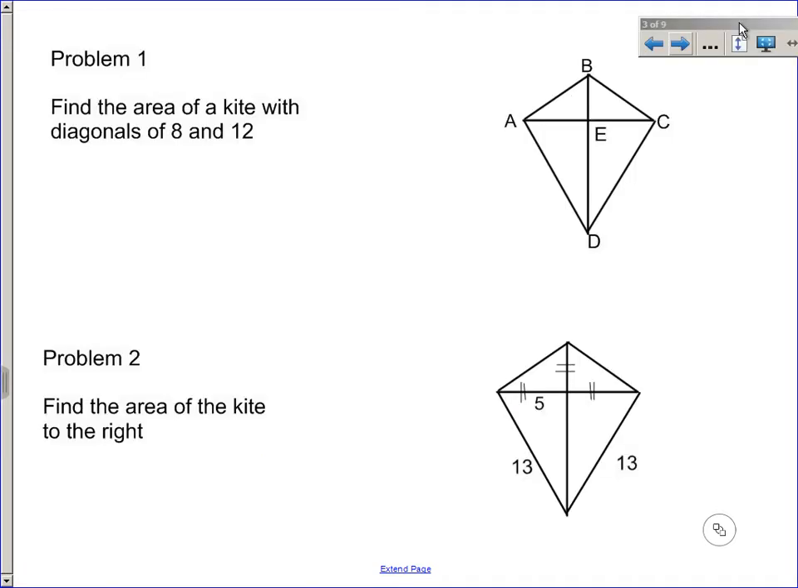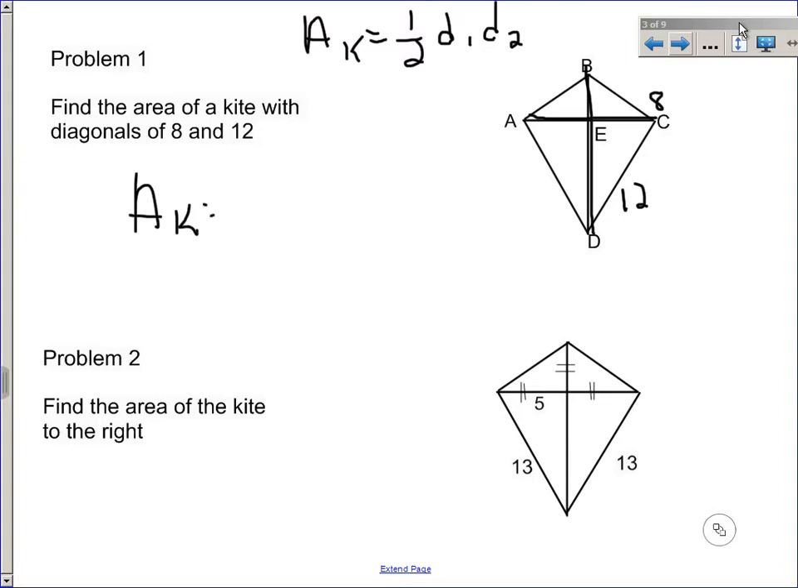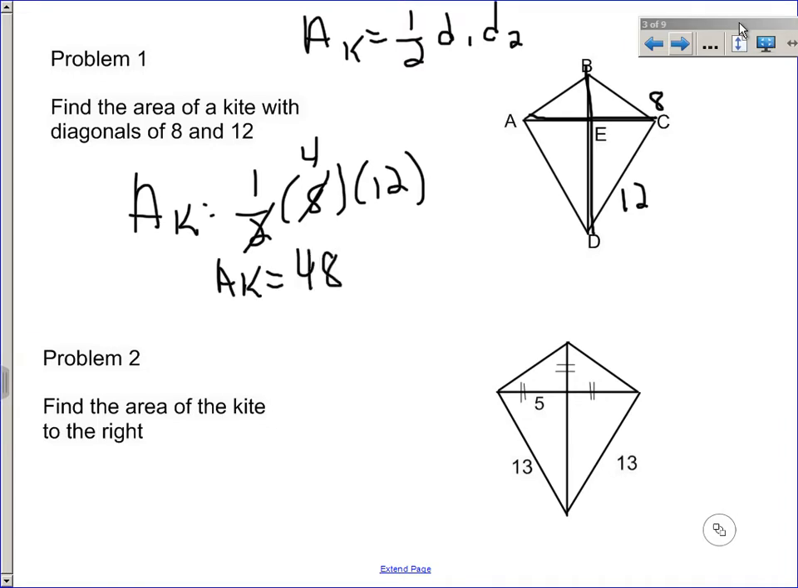So let's give it a try. We know the formula again is the area of a kite equals 1/2 diagonal 1 times diagonal 2. So find the area of a kite with diagonals of 8 and 12. So let's just say AC is 8 and BD is 12. The area of the kite equals 1/2 times 8 times 12. These will cancel, so we've got 4 times 12. So the area of the kite equals 48 units squared.